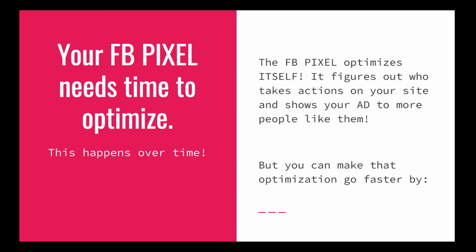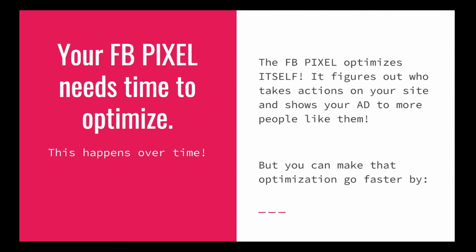And this code is following people. It is following the people who see your ad. It follows them onto your website, and it follows what they're doing on your website and off your website. It collects all this data from your customers' behavior, and it figures out what kinds of people to show your ads to. And the most important thing is this happens over time.